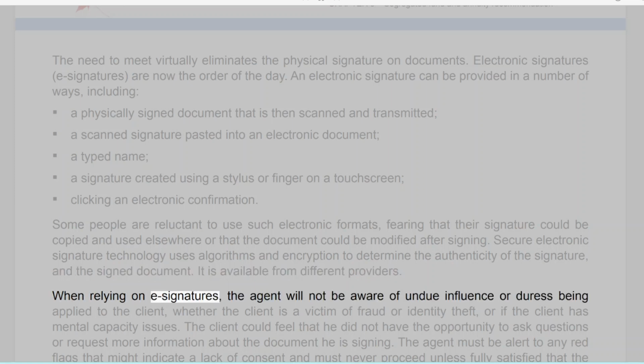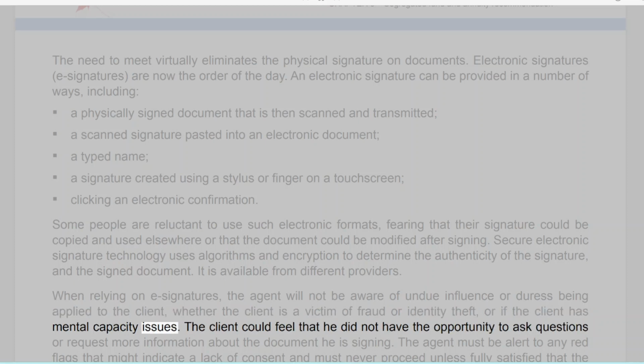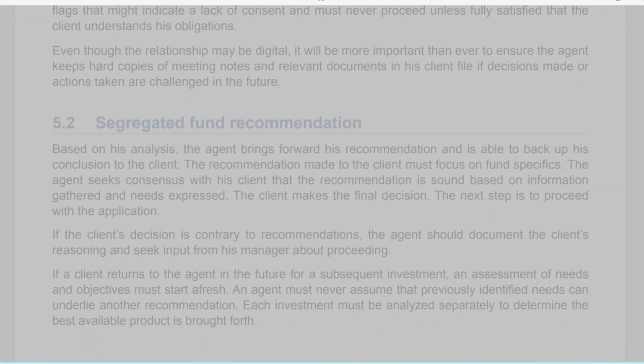When relying on e-signatures, the agent will not be aware of undue influence or duress being applied to the client, whether the client is a victim of fraud or identity theft, or if the client has mental capacity issues. The client could feel that he did not have the opportunity to ask questions or request more information about the document he is signing. The agent must be alert to any red flags that might indicate a lack of consent and must never proceed unless fully satisfied that the client understands his obligations.